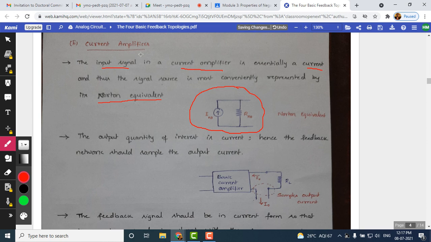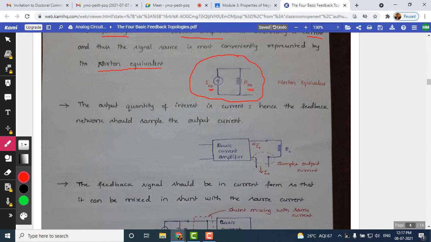So for the current amplifier, since the input is a current signal, we can represent the input current source with its Norton equivalent here. This is the Norton current, and this is the Norton resistance, which is in shunt with the current source. This is what we have as an equivalent at the input side. And the output quantity of interest in a current amplifier is also a current, because in a voltage amplifier the input is a voltage signal and the output is also a voltage signal, whereas in a current amplifier the input is a current signal and the output is also a current signal.